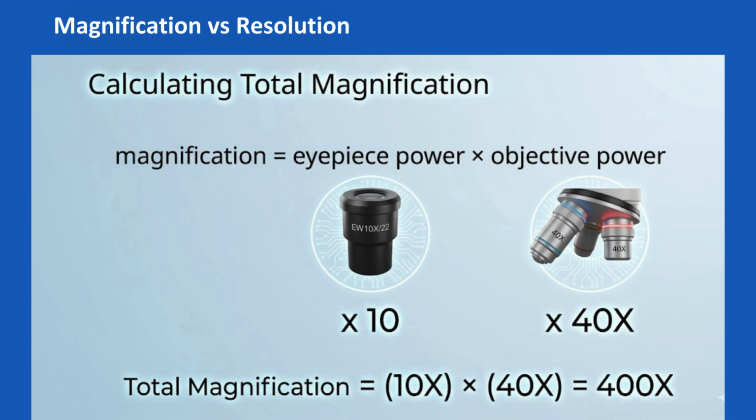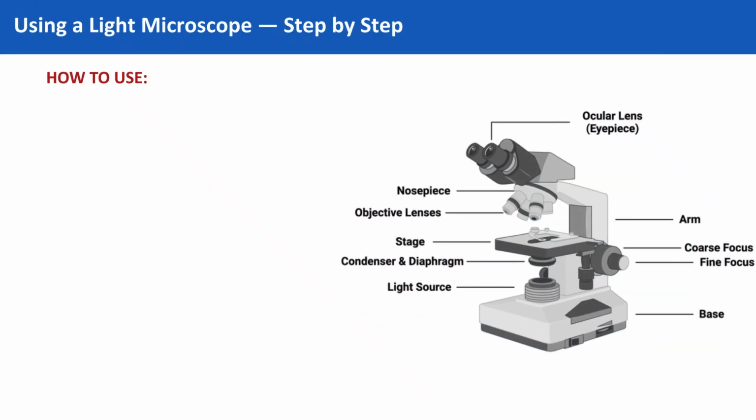To calculate the total magnification of a light microscope, we use this formula. Total magnification equals eyepiece power multiplied by objective power. For example, if the eyepiece lens is 10 times and the objective lens is 40 times, then the total magnification is 10 multiplied by 40, which equals 400 times.